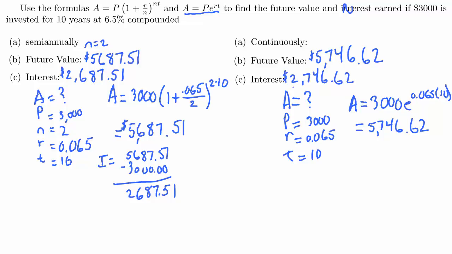Now notice that this amount for the interest is higher than the interest for the discrete compounding, and that will always be this way because the maximum amount of interest you can earn at a given interest rate is through continuous compounding.